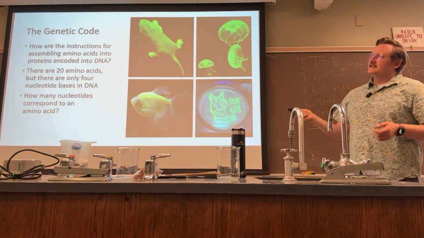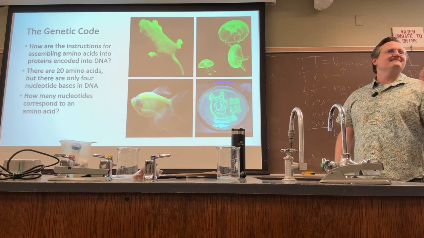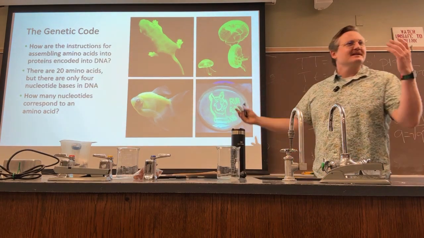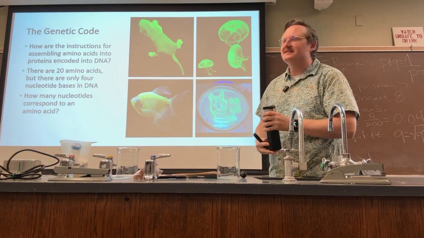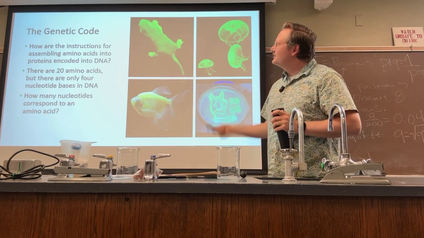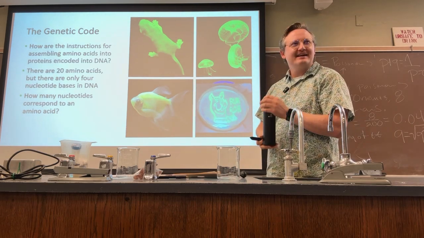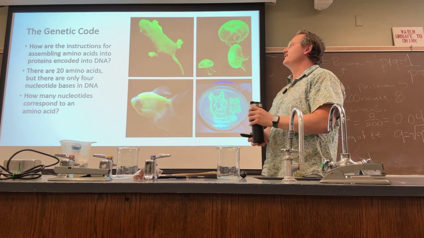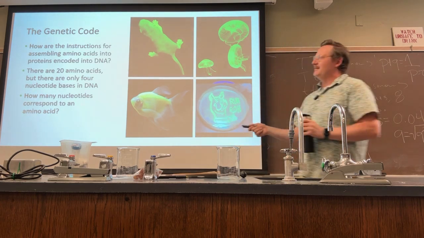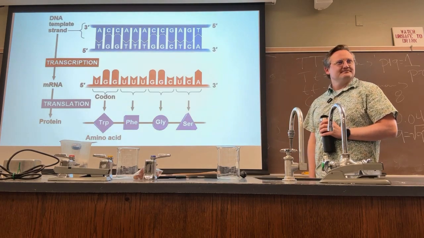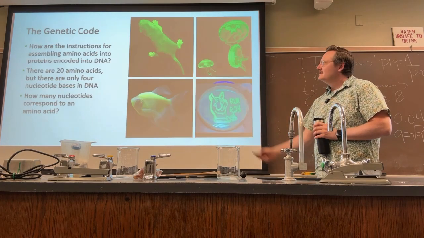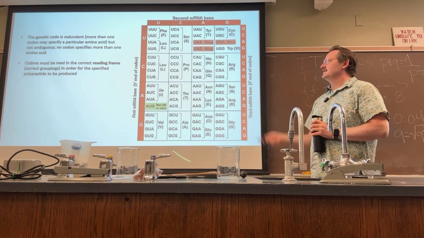How are the instructions for assembling amino acids encoded? There's 20. I always want to say there's 23, but that's the chromosomes. It's numbers, they all get mixed up. There are 20 amino acids. There are 4 nucleotide bases. How many nucleotides correspond to an amino acid? It's 3. So there are 64 possible combinations.